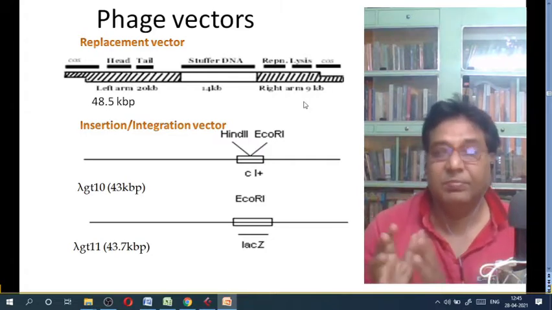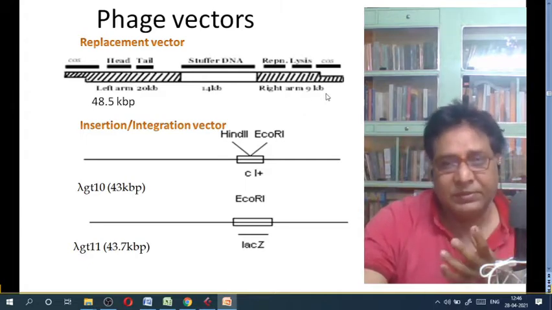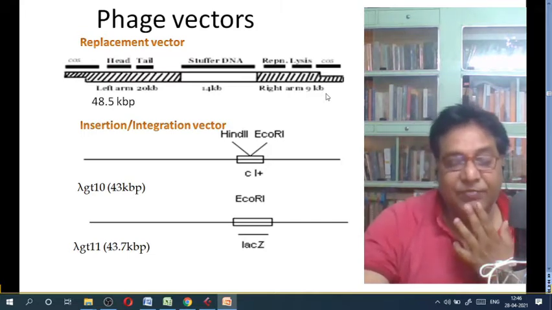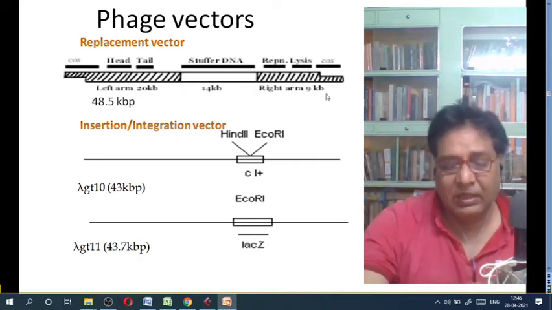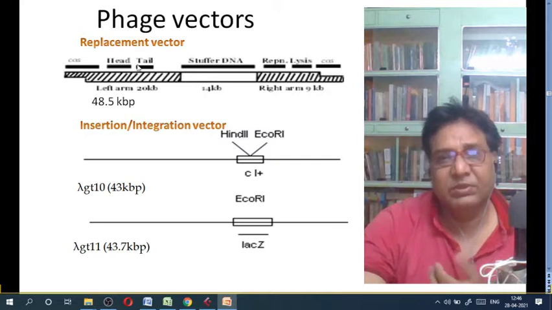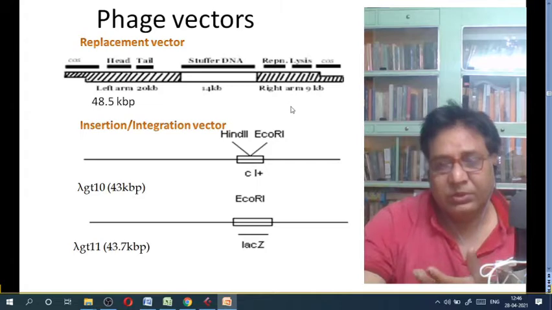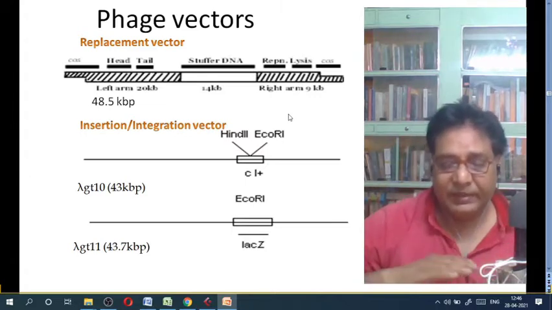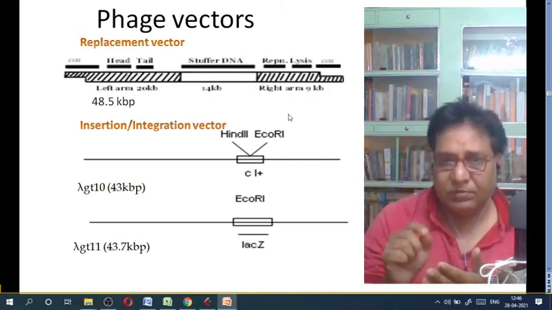This DNA is going to be packaged in the capsids. So these capsids will finally lyse the host cell and will form plaques in the petri dishes. When you plate these infected bacteria with this recombinant DNA, those cells will get lysed, and the new phages will infect the nearby cells, and they will again lyse those cells. Like this, if you plate them on a lawn of a bacterium, then what will happen? They will form small clear areas.